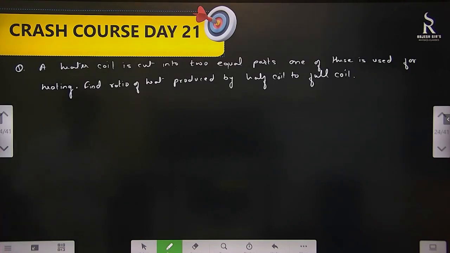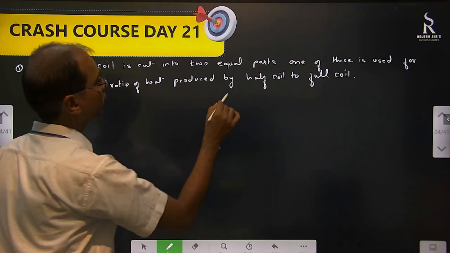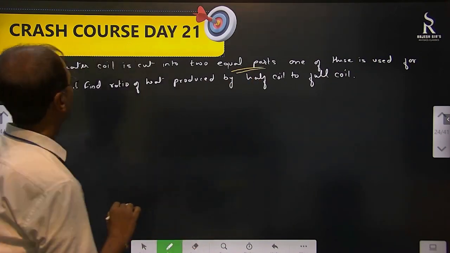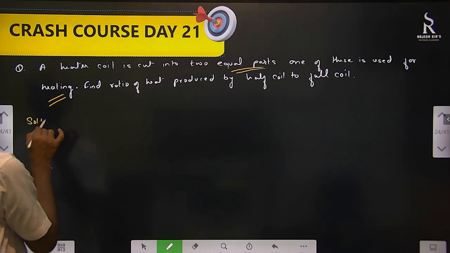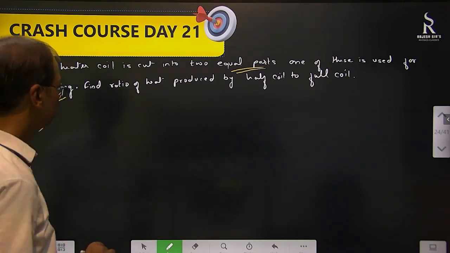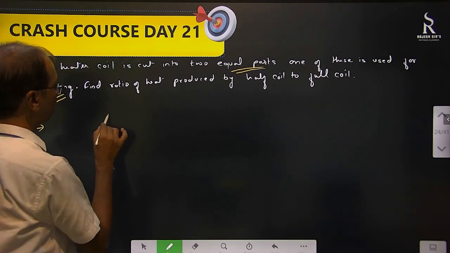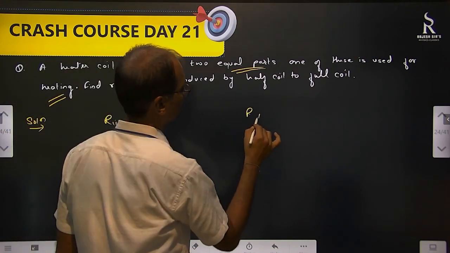A heater coil is cut into two equal parts. One of these is used for heating. Find the ratio of heat produced by the half coil to the full coil. If I assume the full coil's resistance is R, then the half coil's resistance will be R by 2. R initial is R, R final is R by 2.